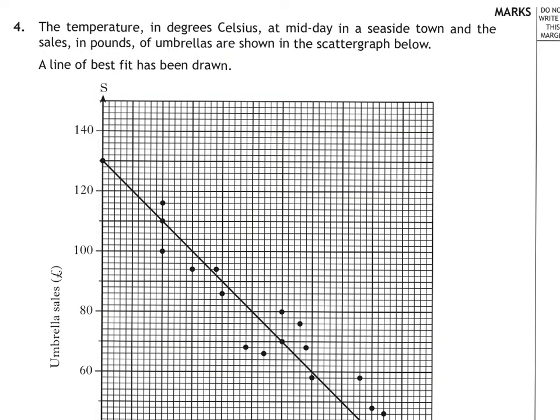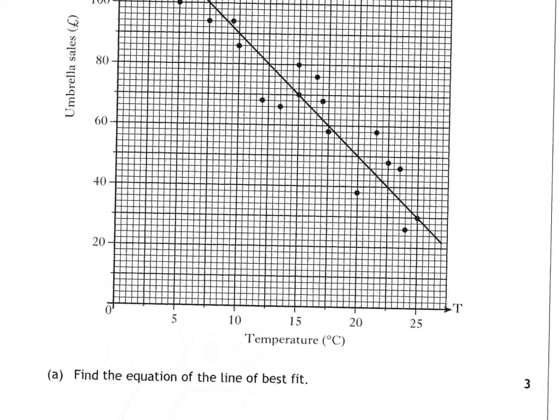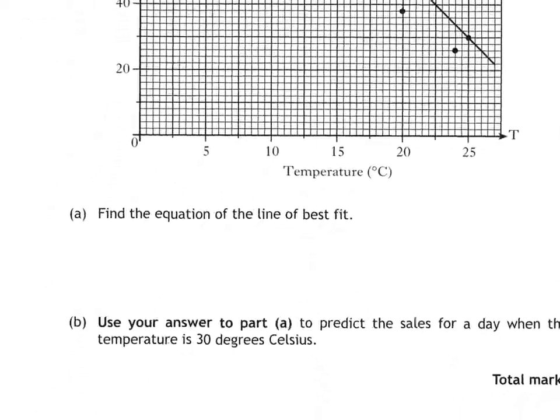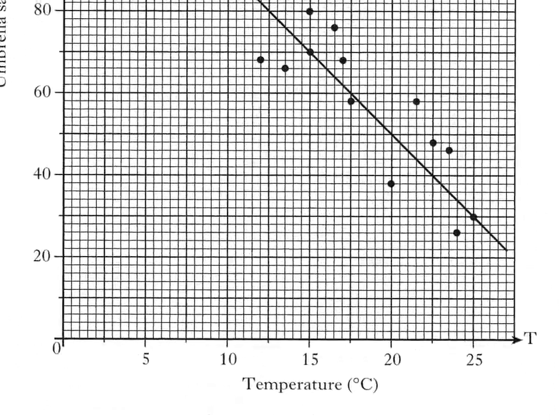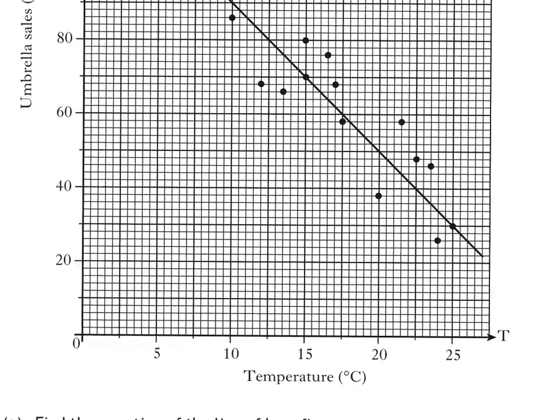Okay, question 4. We have a diagram of a line of best fit showing the sales of umbrellas at midday in a town, and the line of best fit's been drawn. They're going to ask us to find the equation of this line of best fit. So they say find the equation of the line of best fit and then use our answer. Right, so this is a tricky one because we need to choose our coordinates very, very carefully.